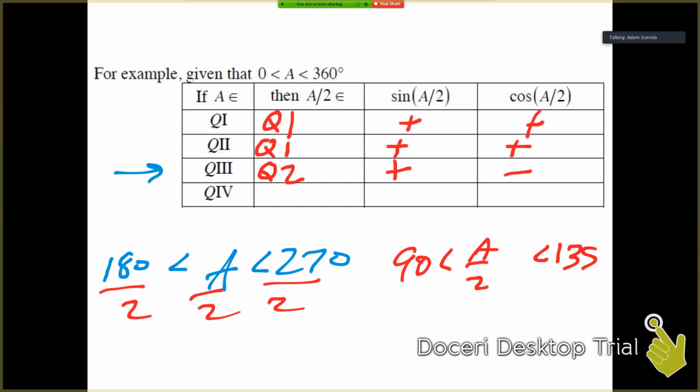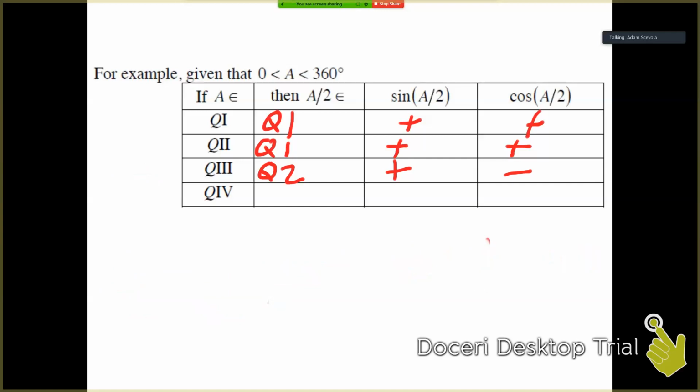So if the original angle, not the half of the angle, so the one that you're using to evaluate in the formula, is in quadrant 3, then if it's the sine of half that angle, it's going to be positive. If it's the cosine of half that angle, it's going to be negative. And again, I'll show you how this works, but this is the gist of it.